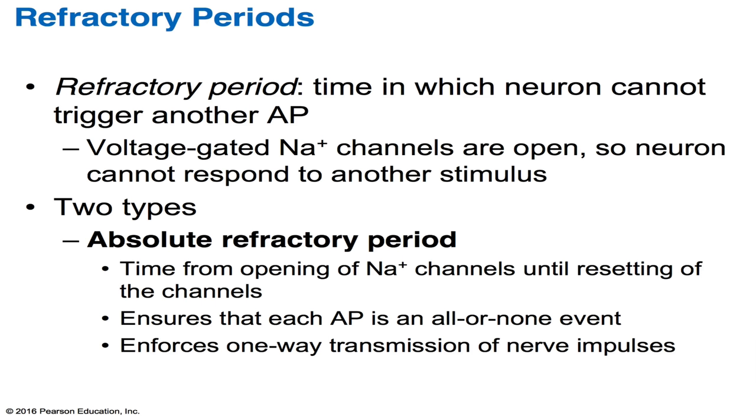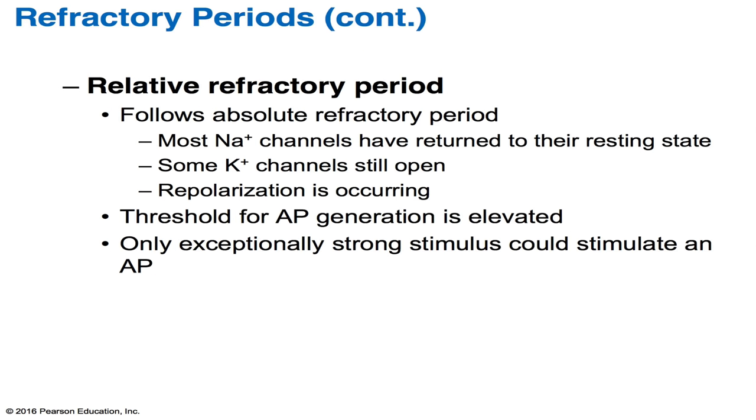And this does two things. First, it ensures that each action potential is a separate all-or-none event. And secondly, it enforces a one-way transmission of the action potential. If you remember a handful of slides back when we looked at the four steps of generating an action potential, this would be step two. When we move on to the relative refractory period, we're looking at steps three and four. And this follows the absolute refractory period.